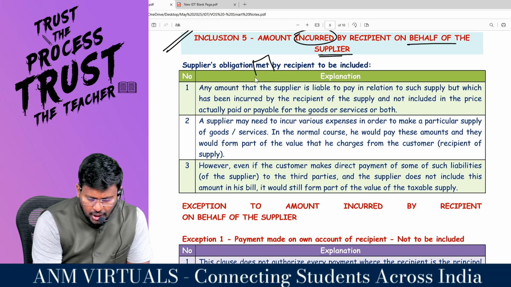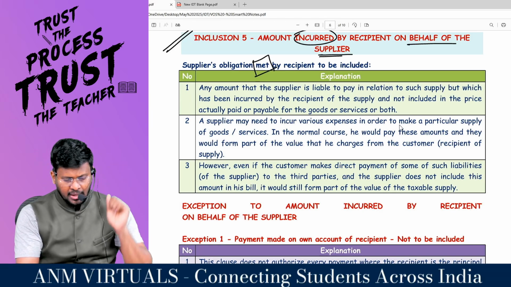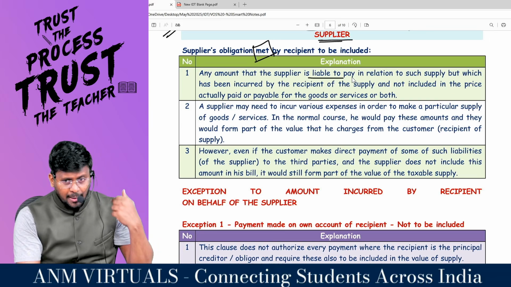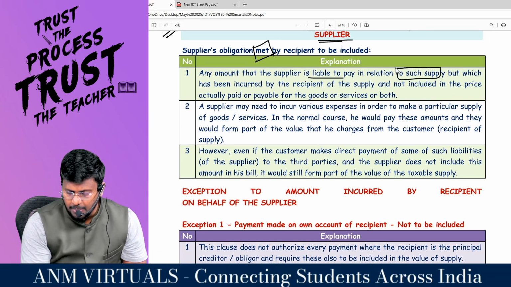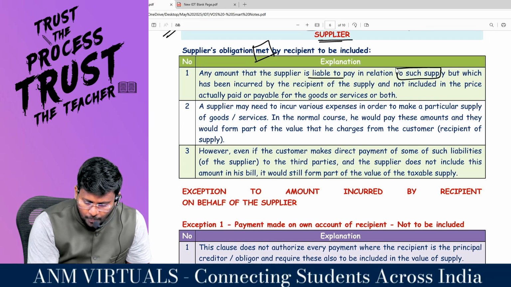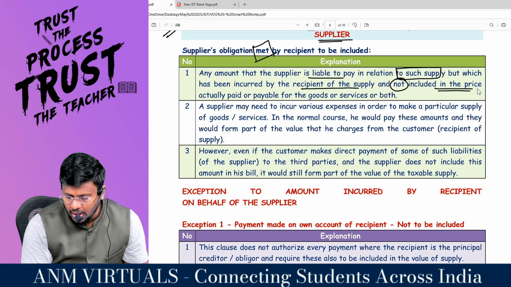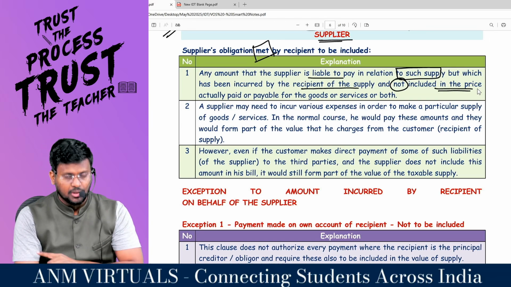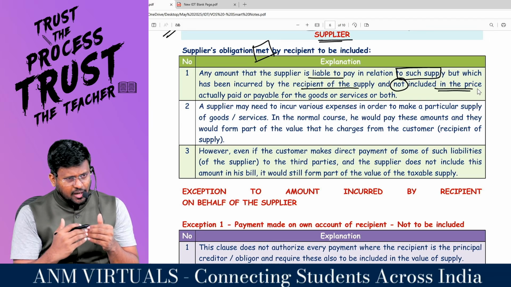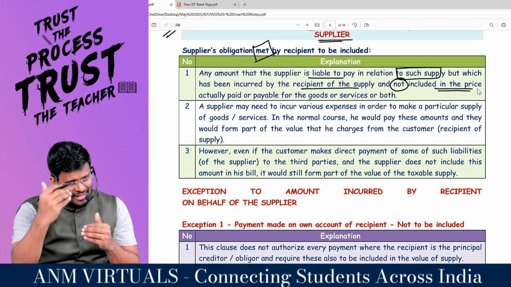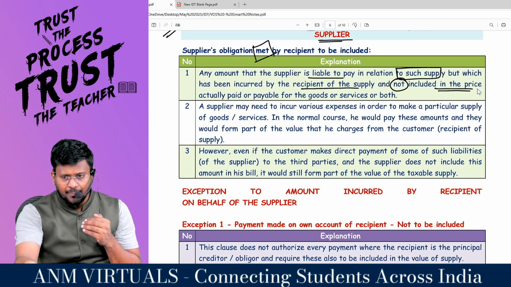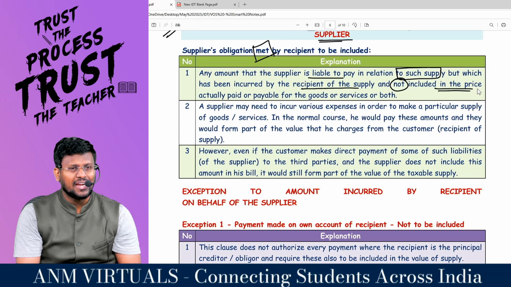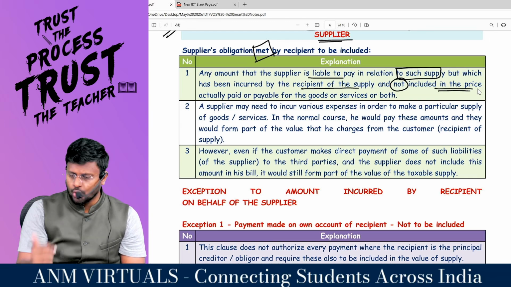Supplier's obligation met by the recipient to be included. Any amount that the supplier is liable to pay, I am liable to pay for my creditor in relation to such supply, but which has been incurred by whom? The recipient of supply, and not included in the price actually paid or payable for the supply of goods or services or both. That means any expense has been incurred by the recipient. Sir, actually that expense has to be met by the whom? Supplier. And because of that, the transaction value is getting reduced. Then that has to be added back to the transaction value to arrive at the original value of supply.